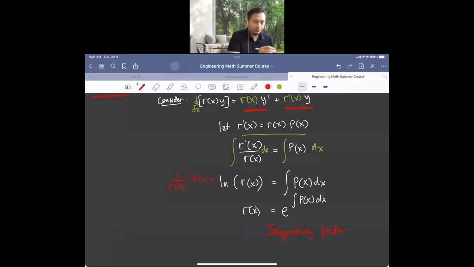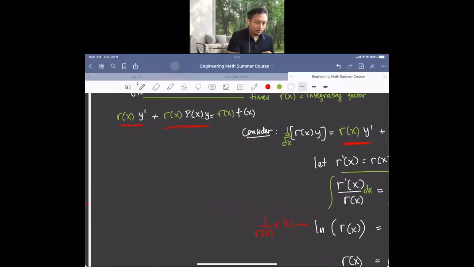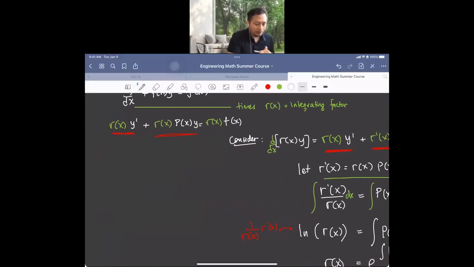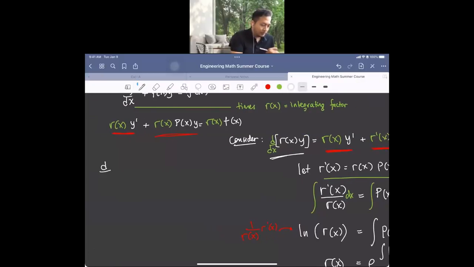Now, what's next? Let me just rephrase this differentiation here. So if we have d/dx of R(x) y, and then we have R(x) f(x).